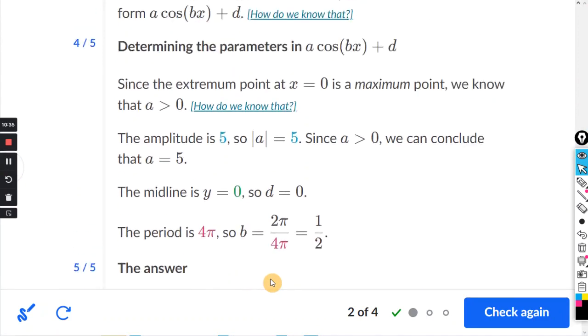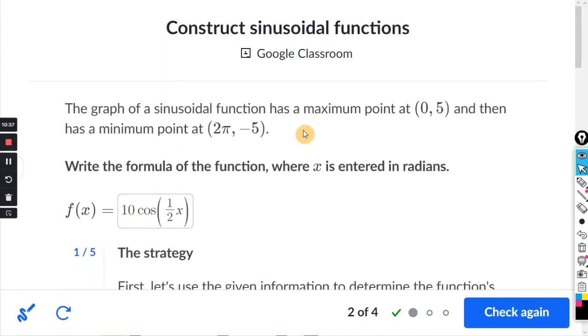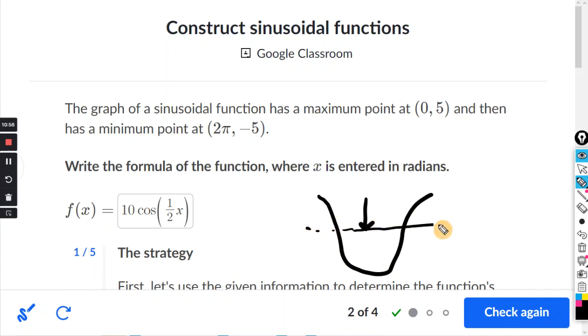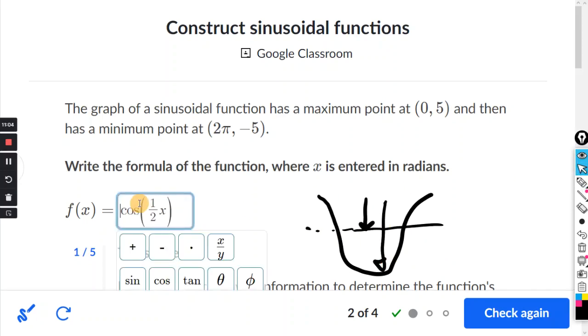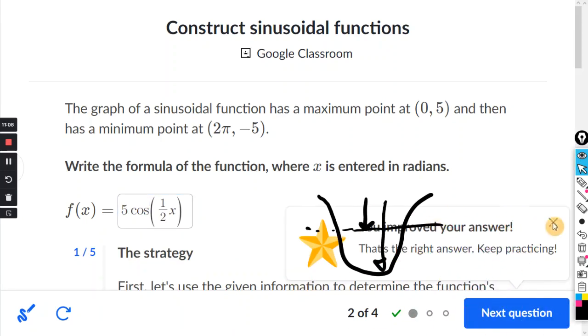Big mistake, because what I did was I went from max to min. I went from 5 to negative 5. I was supposed to take half of that number. Remember, if you go from max to min, the amplitude is only going to be half of that. So I made a mistake and I went all the way, so I got 10 instead of 5. All right, so that is a 5. Very easy to make mistakes on these.